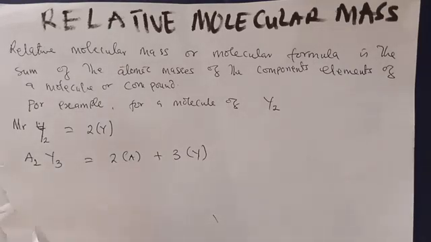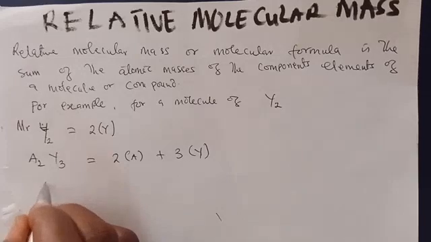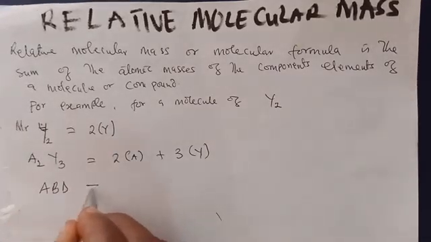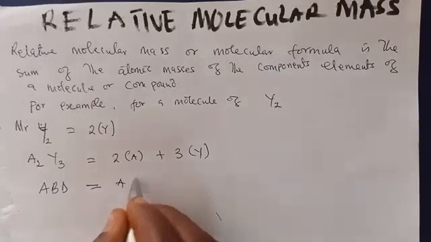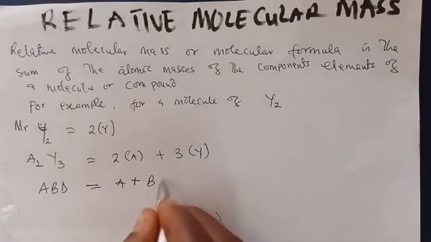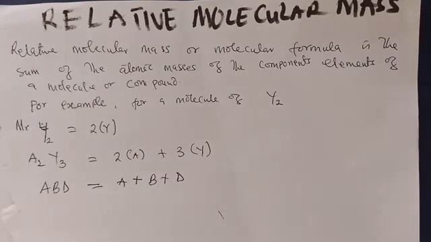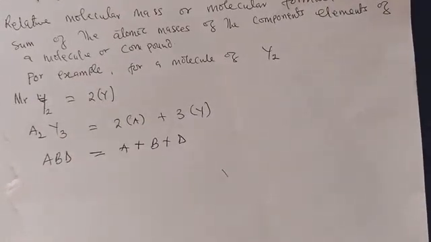For a compound like ABD, we are saying that the molecular mass is simply A plus B plus D, because these are the component elements. All you need to do is just to sum them up.